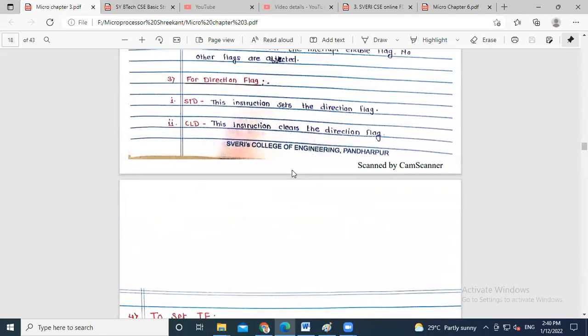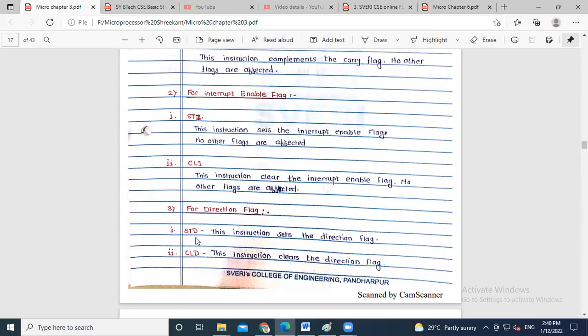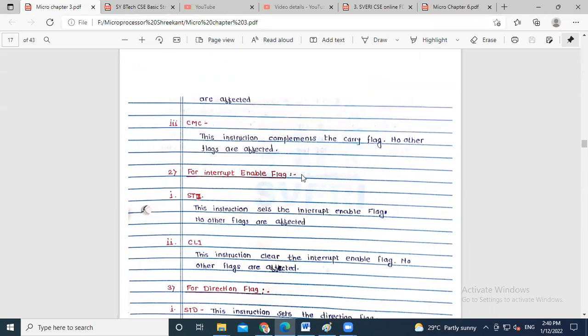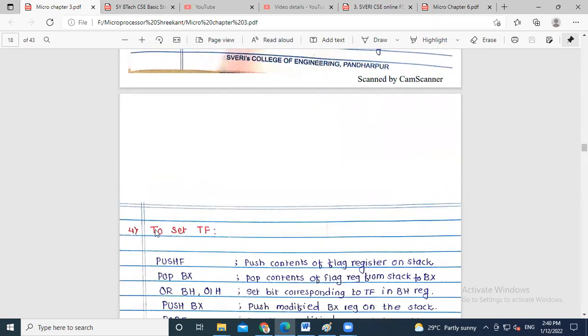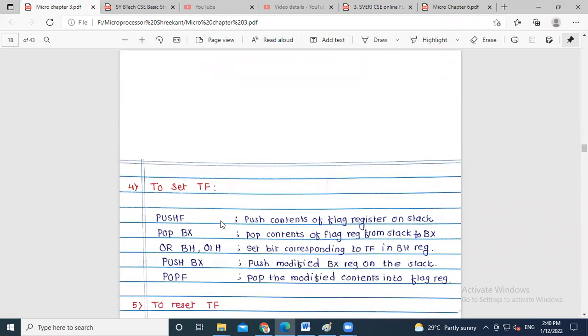So here, the STD instruction sets the direction flag, and CLD clears the direction flag. Wherever CL comes, it means to clear the particular flag. If D means direction flag, if I means interrupt flag, if C means carry flag, like that. Okay. And in the fourth category, to set the TF. TF means the trap flag.